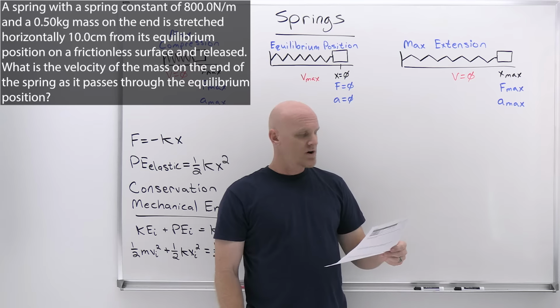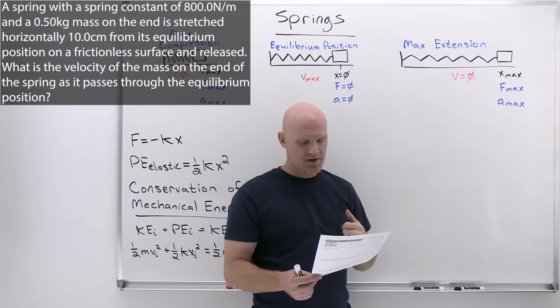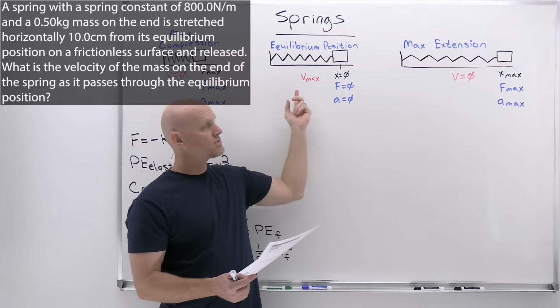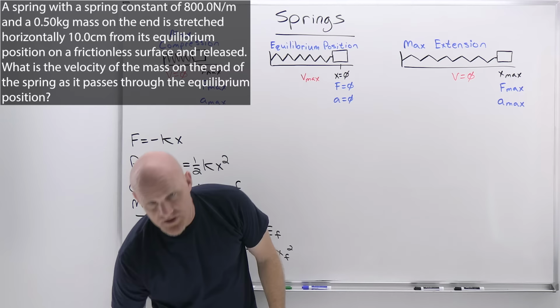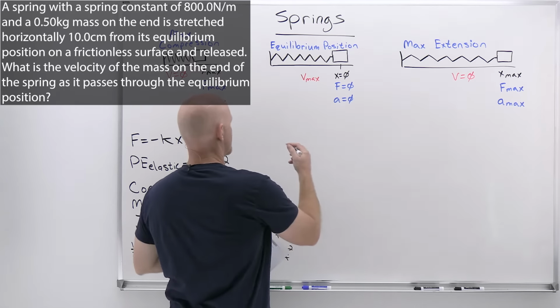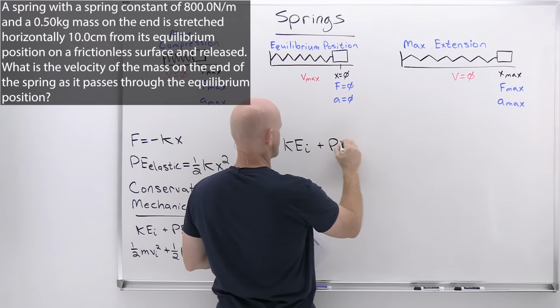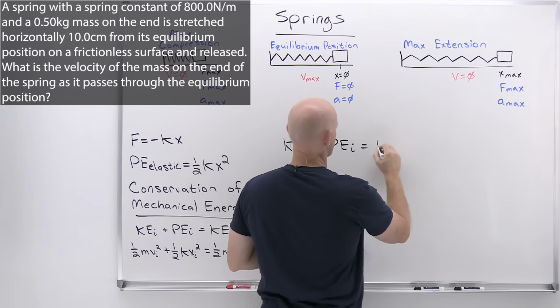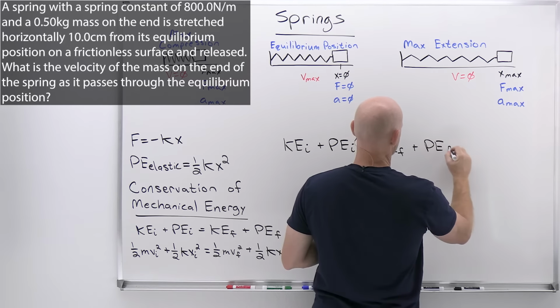All right, so we're starting with that point, the point of max extension, but then we want to know what is the velocity of the mass on the spring when it passes through the equilibrium position. And again, we're going to take into account conservation of mechanical energy here, where we can say that the kinetic energy initial plus potential energy initial equals the kinetic energy final plus potential energy final.